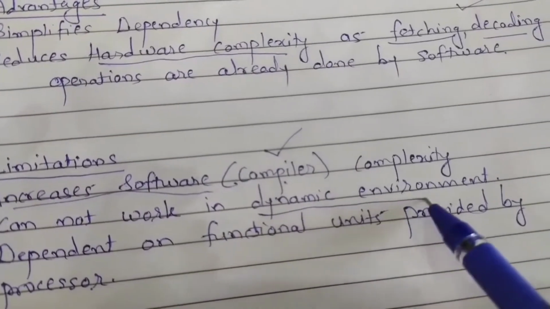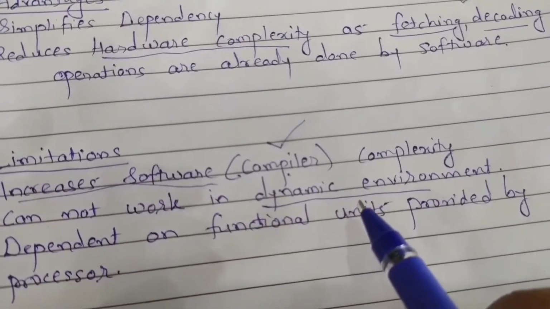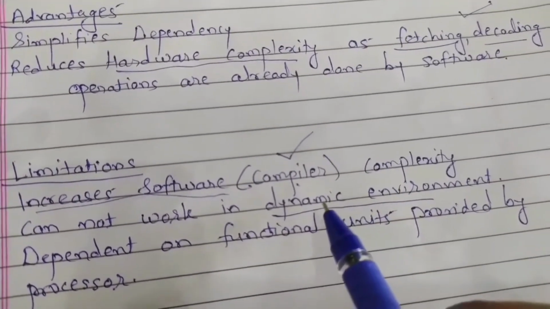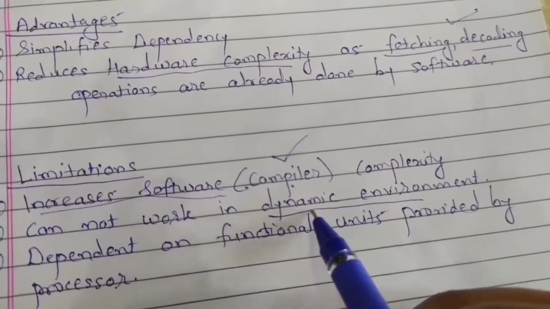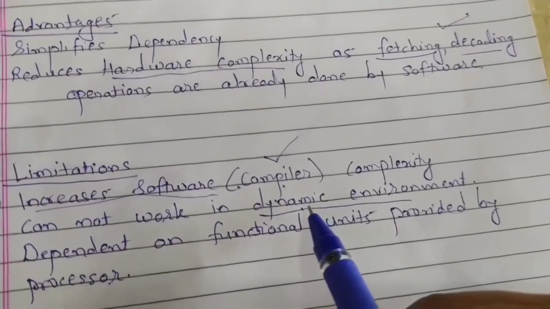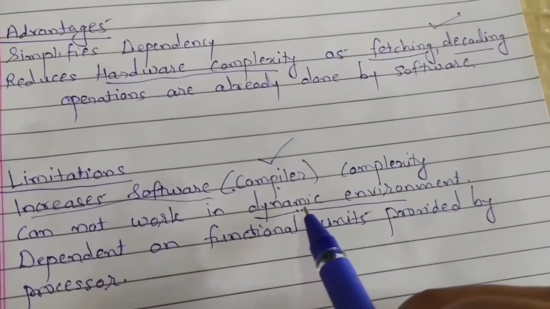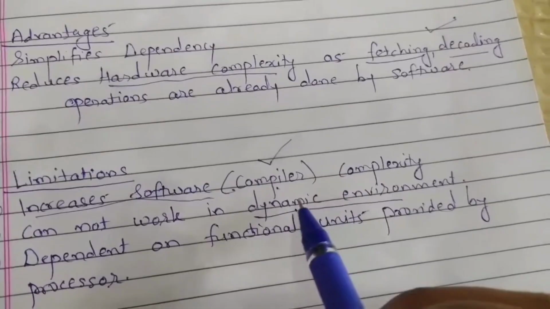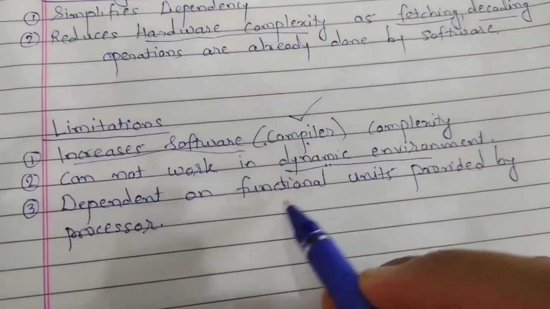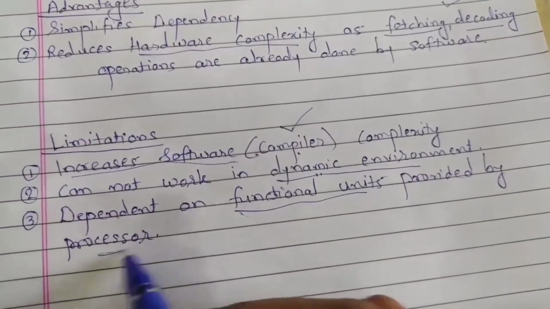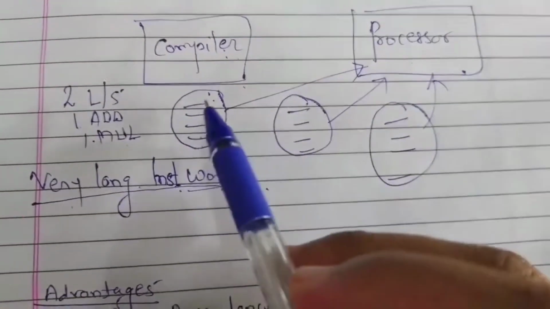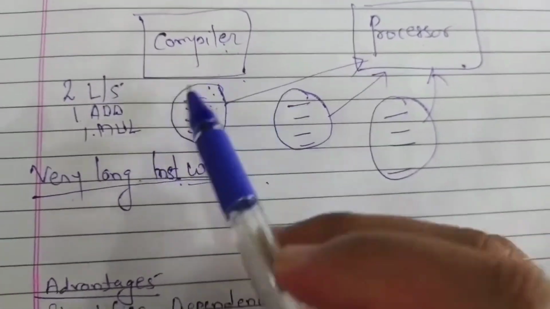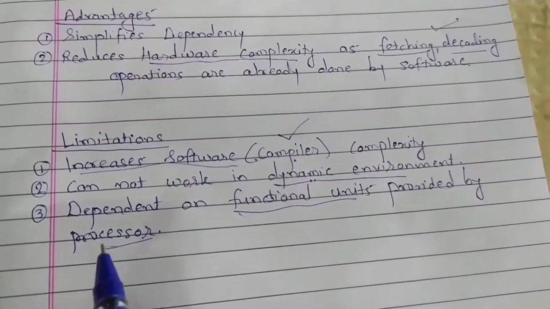Why it cannot work in dynamic environment? Because all the instructions we should know before only. Dynamically if you get another instructions or another operation, we cannot schedule it. So in advance we should know what operations or what instructions we have to perform, so that compiler can group properly. And it is also dependent on the functional units provided by the processor. So already we have seen it. How many functional units are provided by the processor, based on that compiler has to group those operations. So these are the limitations of VLIW processor.